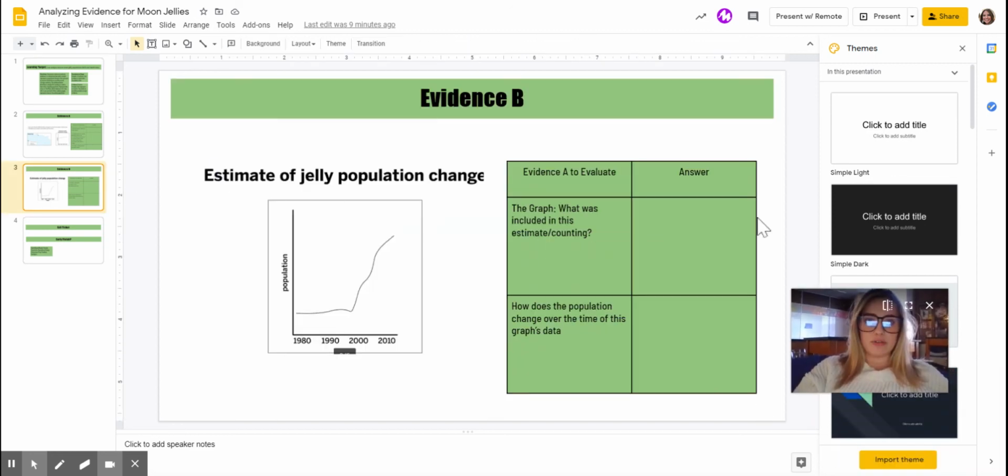So now I would like you to work on explaining that in your own words in the rest of your exit ticket.